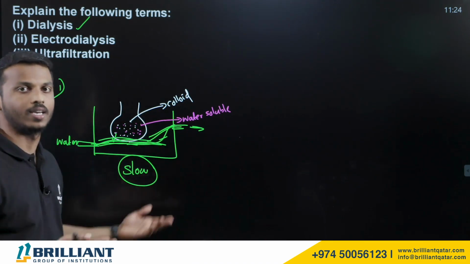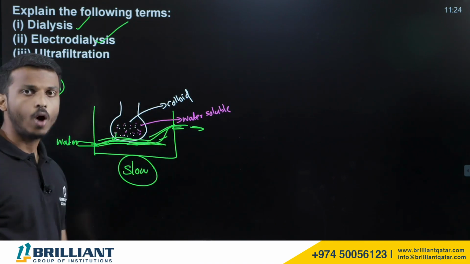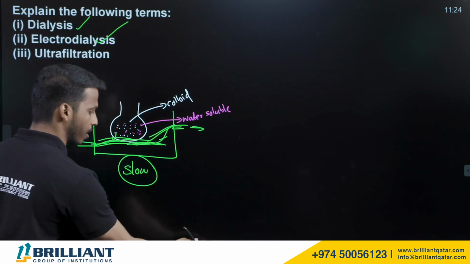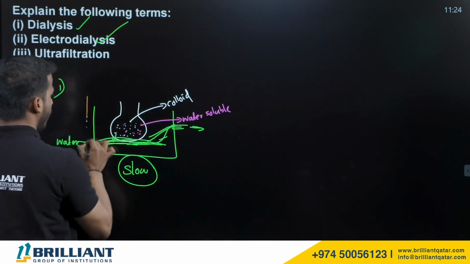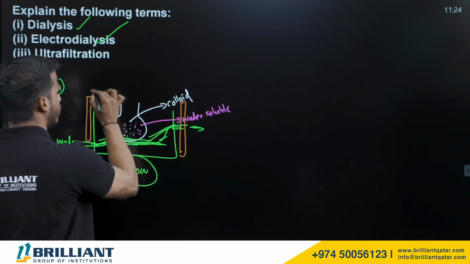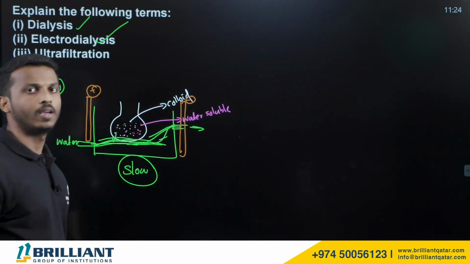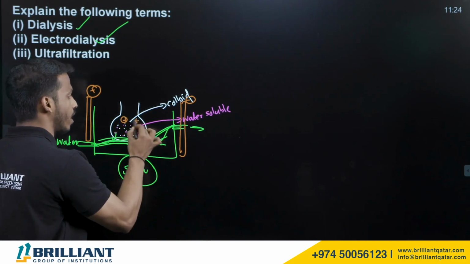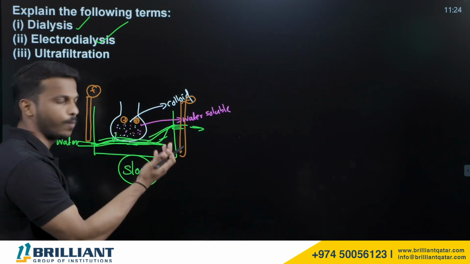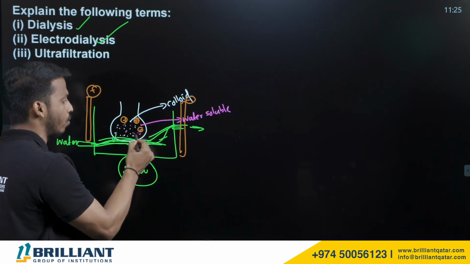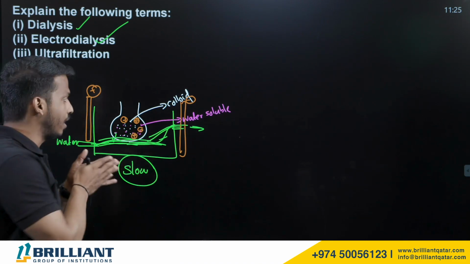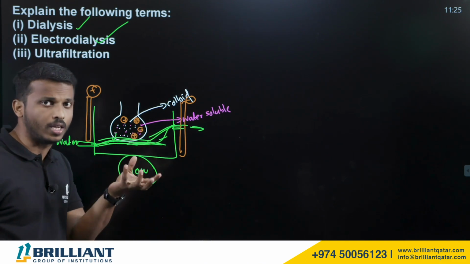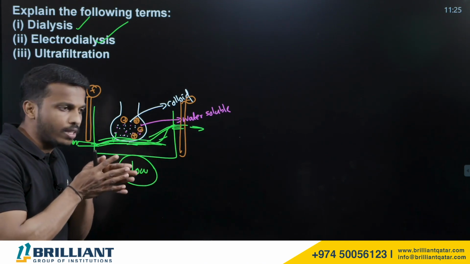We can make it faster through electrodialysis. How can we make the dialysis process faster in electrodialysis? Very simple. Just apply an electric field. If you apply an electric field, meaning positive and negative terminals, when electricity is passed, what happens? Colloidal particles are charged ones, and if your impurity is also a charged particle, the charged particles can go to the opposite pole. If your impurities are negatively charged, the negatively charged particles will go to the positive terminal.